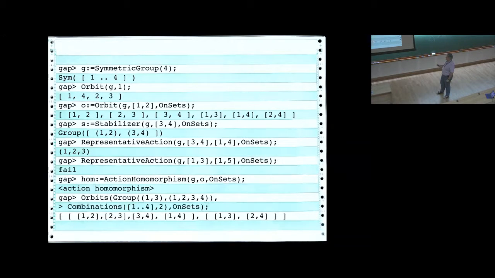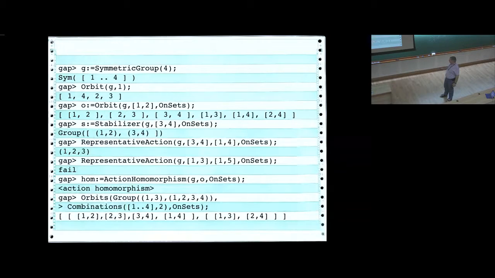I can ask for the stabilizer of one of these sets. I can ask for transporting elements with representative action; if no transporting element exists, it returns fail. That's another use of this special Boolean fail. Action homomorphism is the homomorphism of the group into the symmetric group. This orbit was of length 6, so this will be a homomorphism into the symmetric group of degree 6 by acting on these 6 elements. The image, of course, will still have order at most 24.